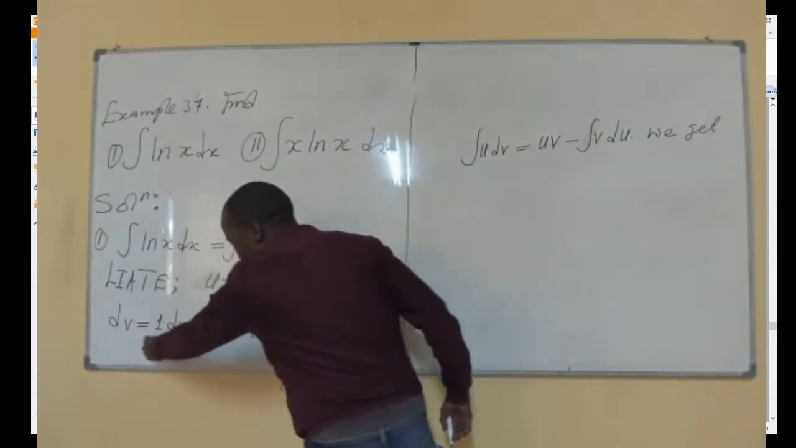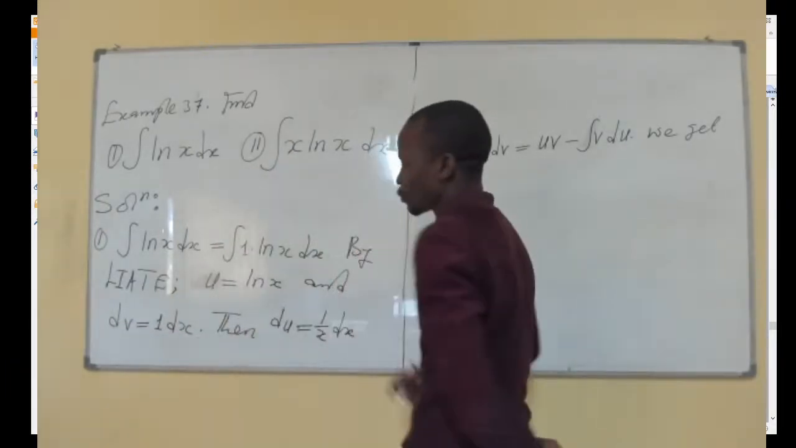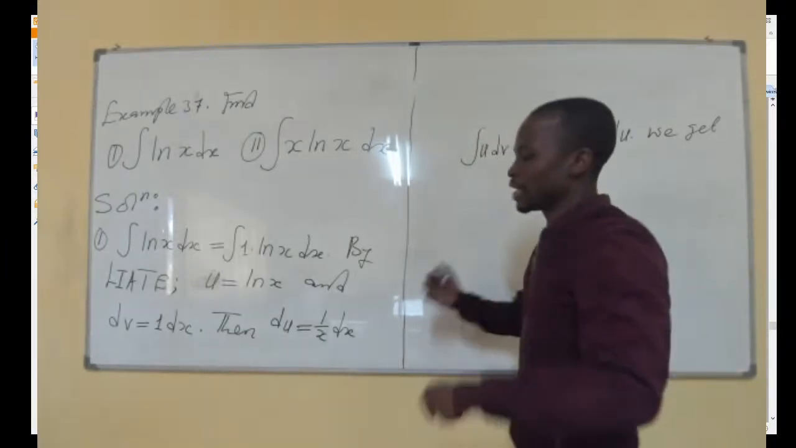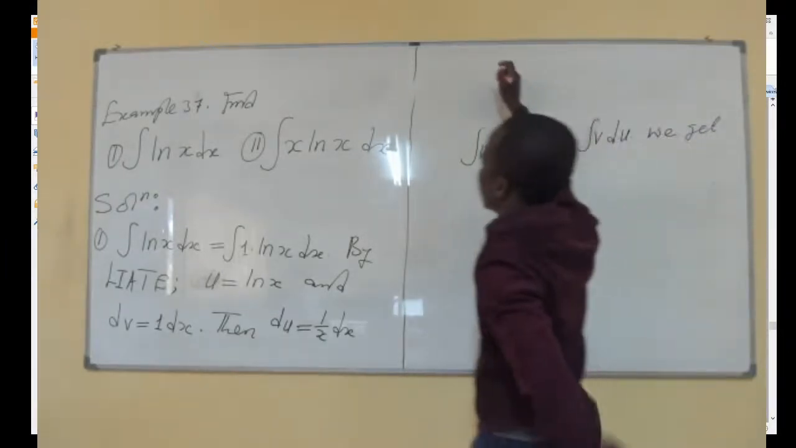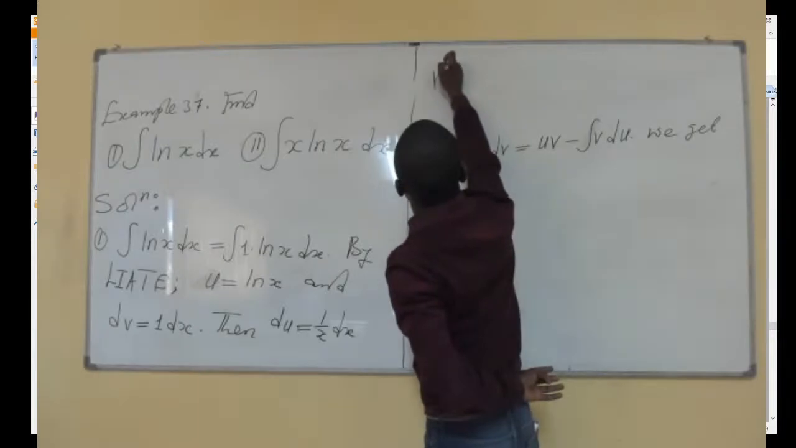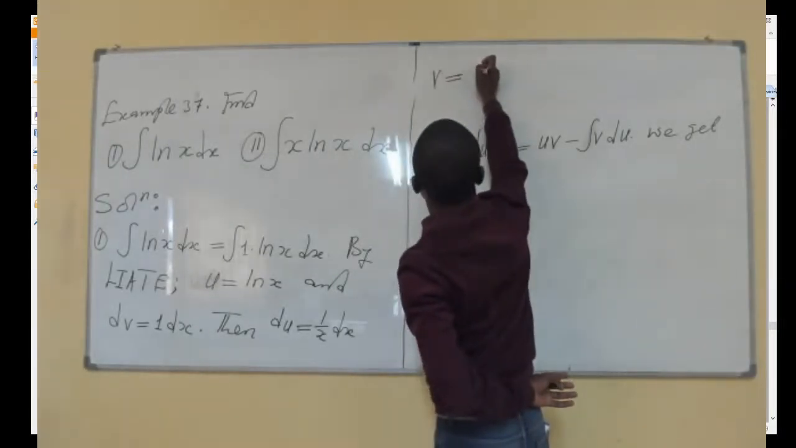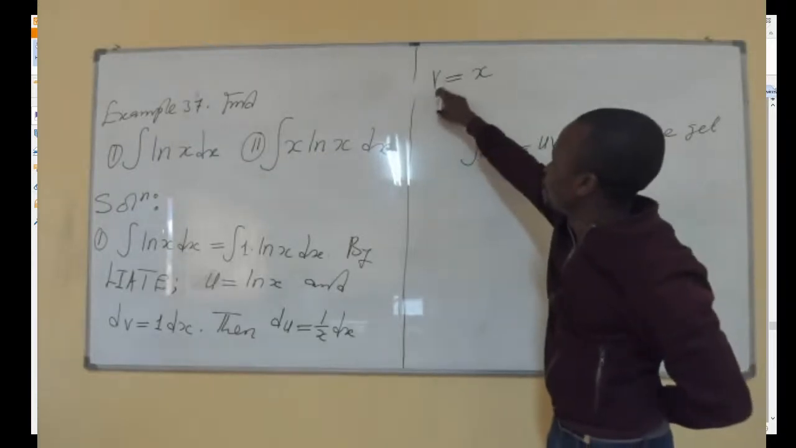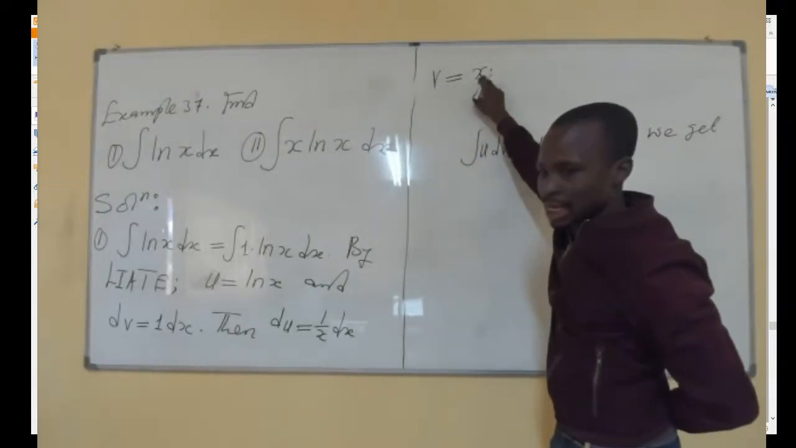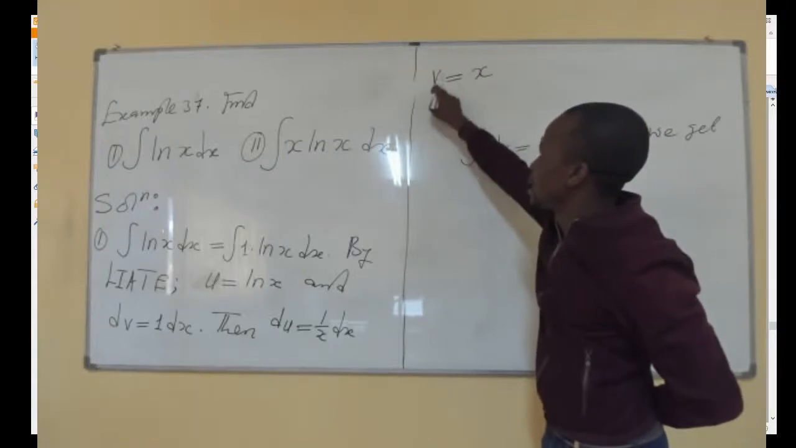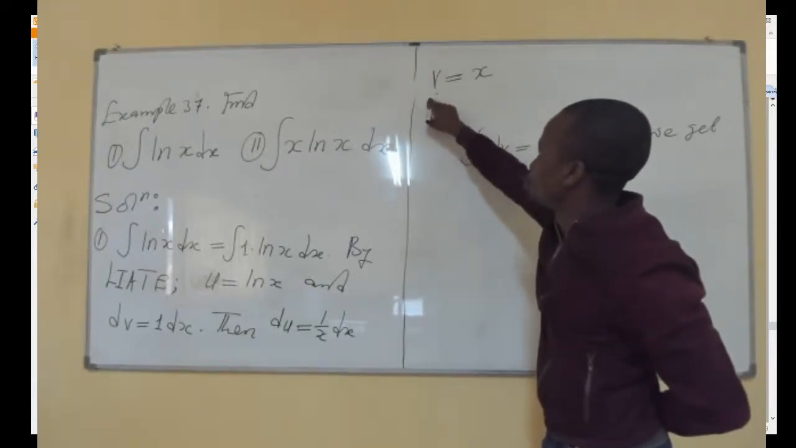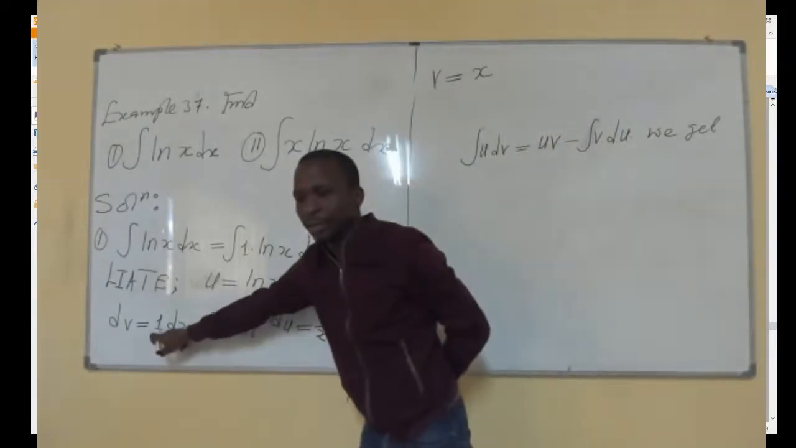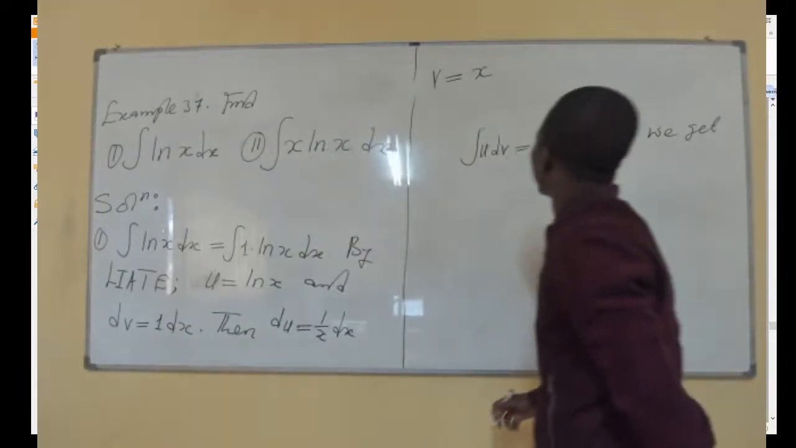So if we integrate both sides of the equation dv, which is equal to 1 dx, what you're going to get is v equal to x, okay? Because the derivative of v with respect to x gives us 1, which is this one.